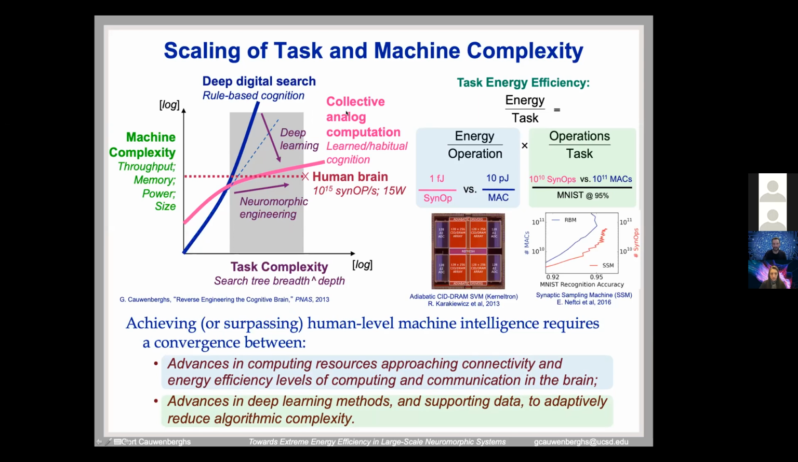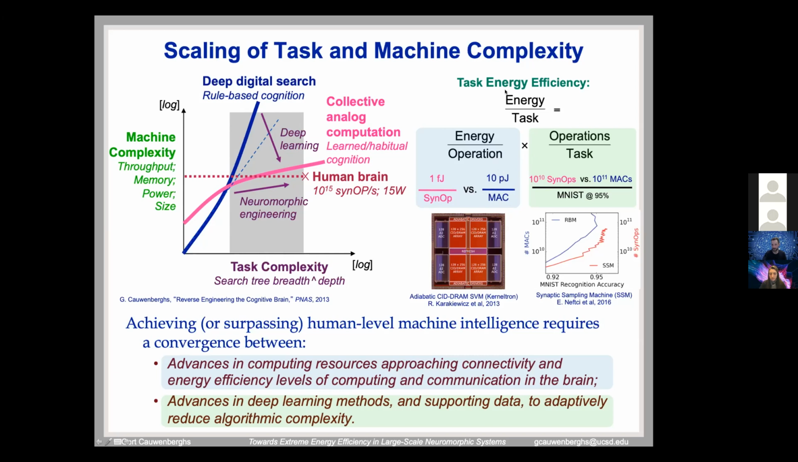And so this collective analog computation, this learned habitual cognition, right? This deep learning, rather than this deep search, right? We'll look for representations that are approximate, but at scale are still doing quite well. In fact, that generalize even better, right? That generalize well. And so you can get the scaling properties between task complexity and machine complexity that are much more favorable, which means you can do a lot more with less.